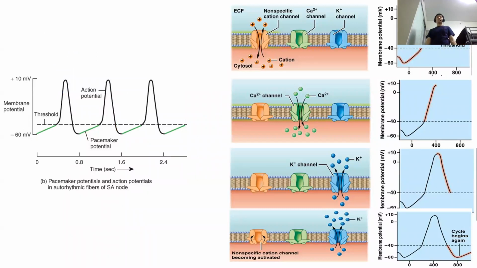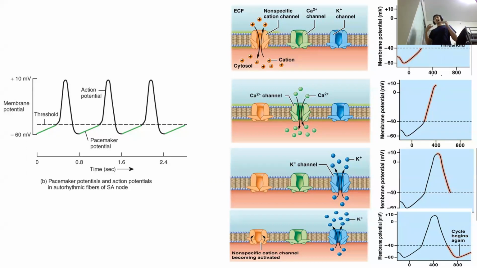Now I'll talk about membrane potential. Initially you have a resting state of negative 60 millivolts, and then you want to increase your resting membrane potential to the threshold value. So you open the non-specific cation channels to allow the influx of cations from extracellular to intracellular, such as sodium, potassium, calcium. Everything in your body that's classified as a cation will enter the intracellular space to bring it to the threshold level.